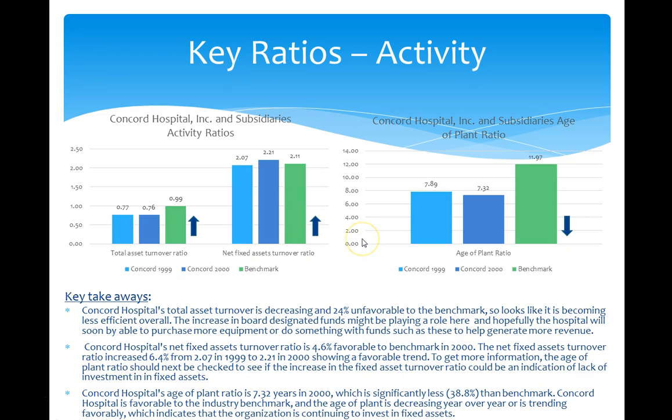The next we want to talk about are some activity ratios, and the one we'll focus on is the age of plant ratio, which tells us, is their plant and equipment current, new, or is it old? So the benchmark here is about 12 years, and we are at 7.32, trending favorably from the prior year, and so that tells us they have invested in new equipment, new plant, and it looks good.